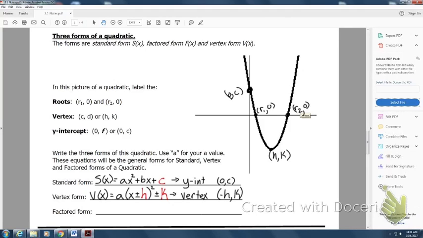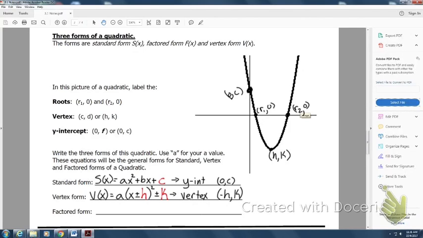If you remember, whenever we talked about transformations, if it was inside, it's the opposite sign. This is the same idea. If it's x plus 3, the x value is going to be negative 3. If it's x minus 2, it's going to be positive 2. And then the k value, whatever it is here, is what it's going to be on the graph.